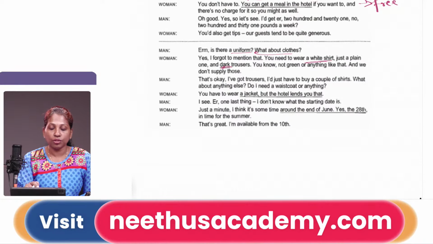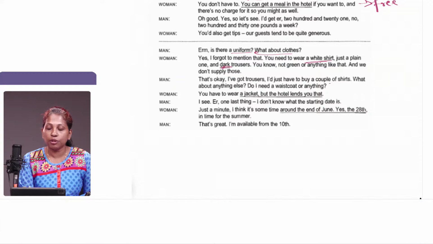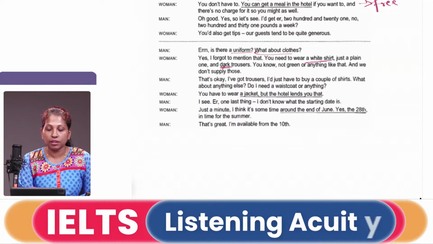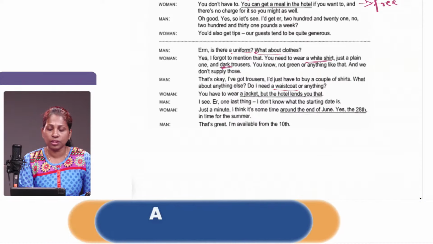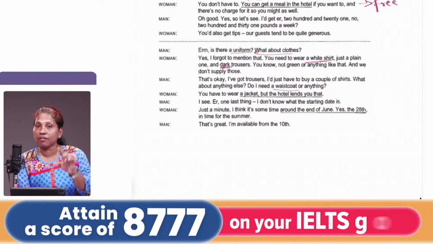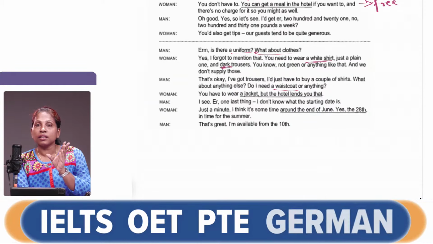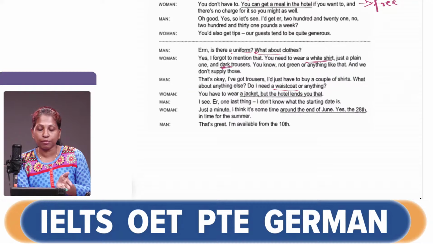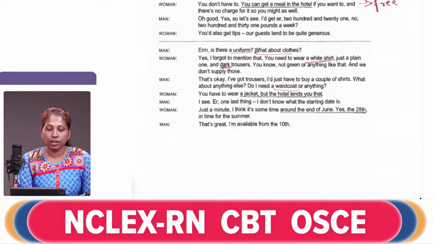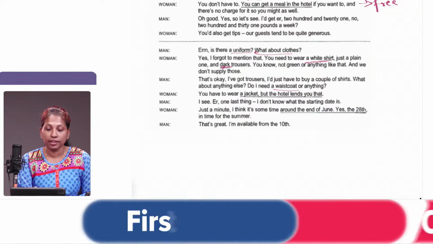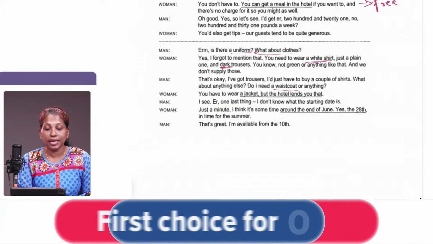That's okay, I have got trousers. I would just have to buy a couple of shirts. What about anything else? Do I need a waistcoat or anything? The next is waistcoat. Again, a noun is there, so you have to just check whether it's required, because you have a blank which says it is not supplied to you. That means something else is there, some item which is not supplied to the employee. Do I need a waistcoat or anything? You have to wear a jacket, but the hotel lends you that.